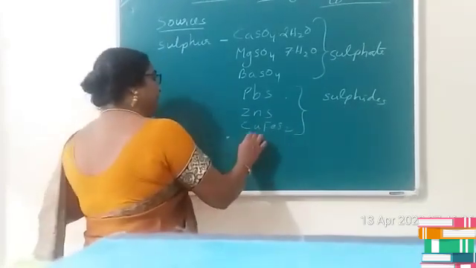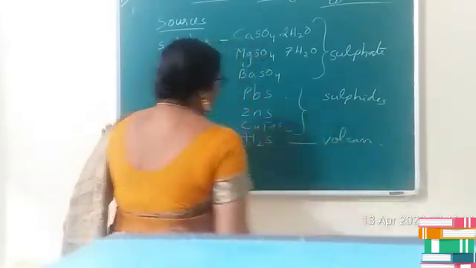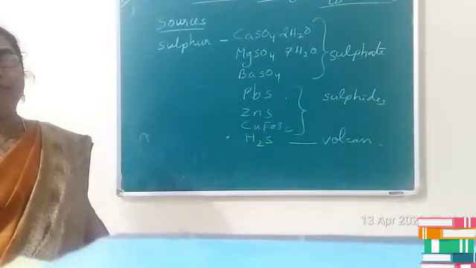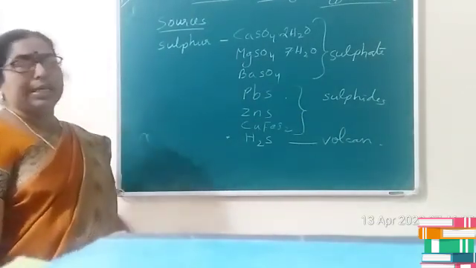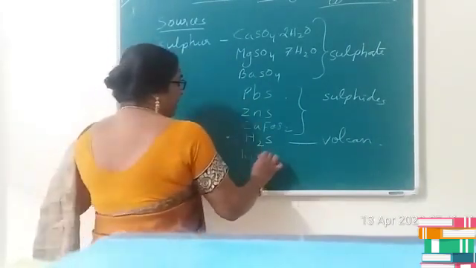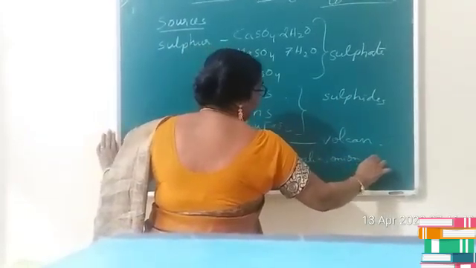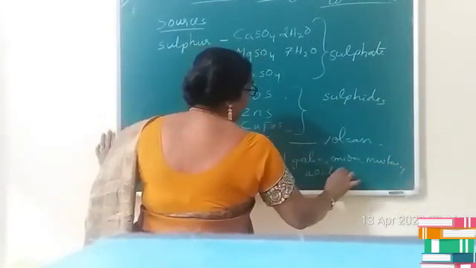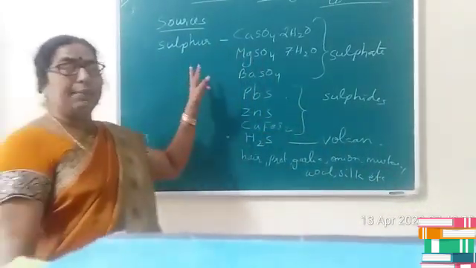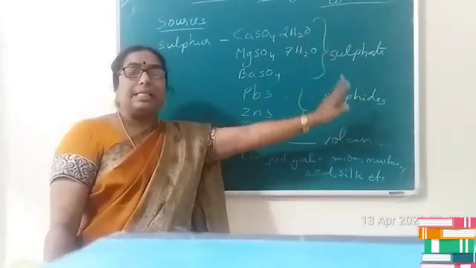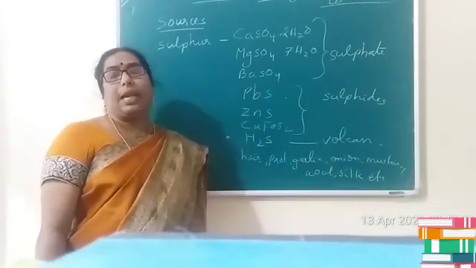And even you can see traces of sulfur in the form of hydrogen sulfide in volcanoes. In addition to this, sulfur is present in small quantity in organic molecules like hair, protein, that is garlic, onion, mustard, wool, silk, etc. These all are sources of sulfur. Sulfur can be present in the form of sulfates, sulfides, hydrogen sulfide, or even in organic molecules.